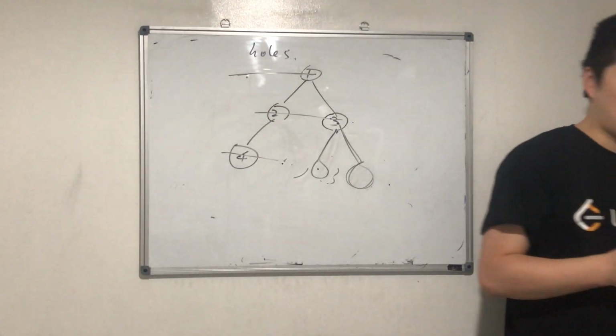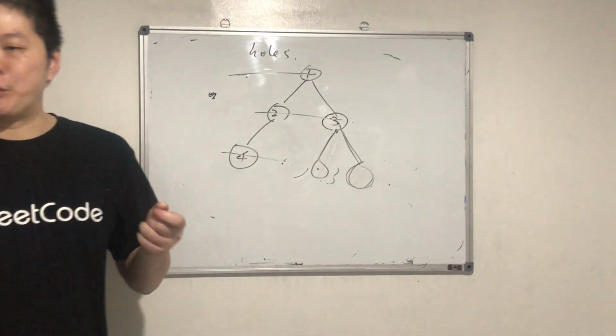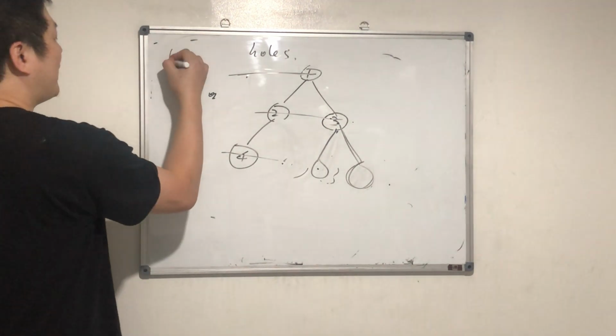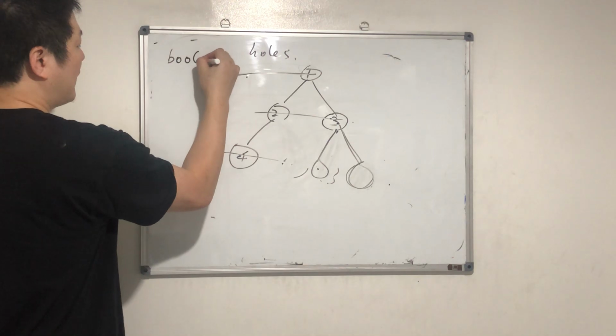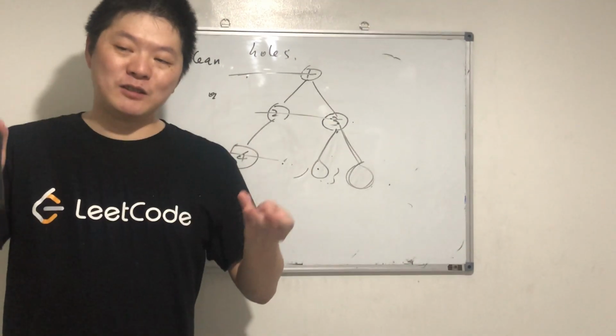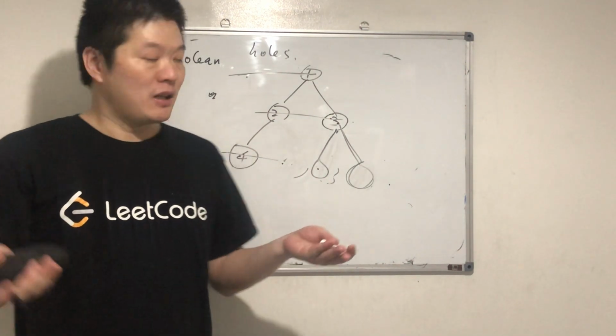So we need to have a Boolean. You know what's Boolean? It means true or false. Binary, true or false.